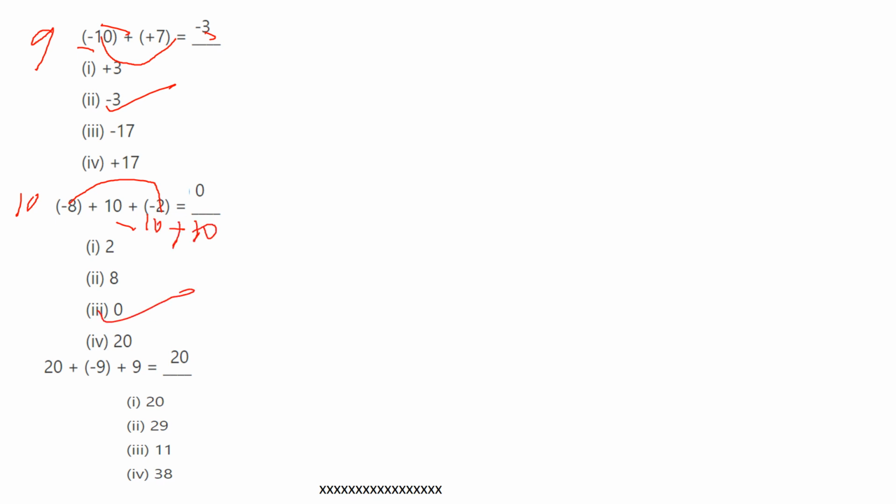Next, 11th one: 20 plus minus 9 plus 9. Here you can add the same signs, which gives 29. 29 minus 9, subtract and put the greater number's sign. 29 minus 9 is 20. The greater number is 29, sign plus, so 20 is the answer.